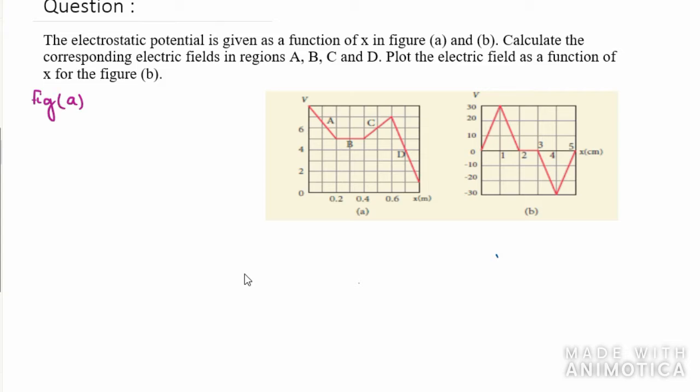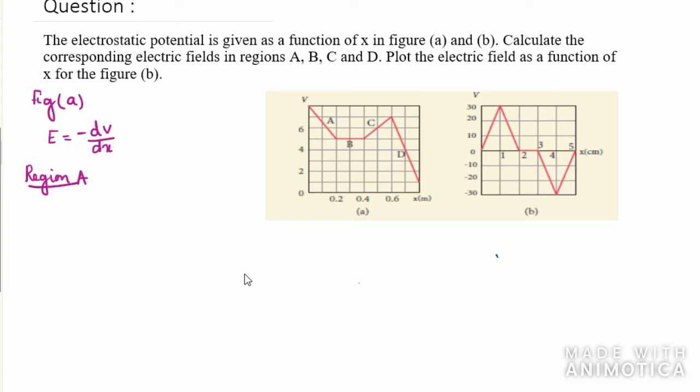So, what is electric field? Electric field is minus dV by dx. That is the negative gradient of electric potential. So, electric field is the negative gradient of electric potential. So, first for region A.